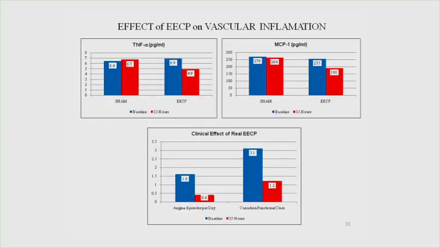Tumor necrosis factor alpha rises slightly during sham therapy. It falls with ECP. Monocyte chemotactic protein 1, that pulls white cells into the artery wall, falls. And the clinical effect of real ECP, anginal episodes per day falls from 1.6 to 0.4. Functional class improves, just as has been our experience with the ECP. So we improve your functional status, and we're having an anti-atherosclerotic effect.